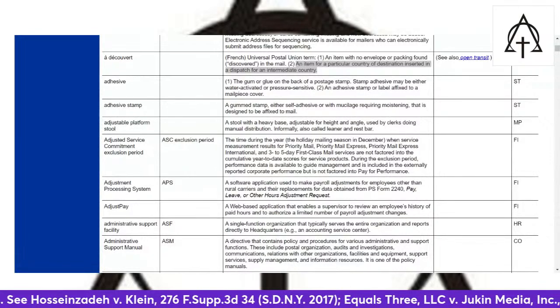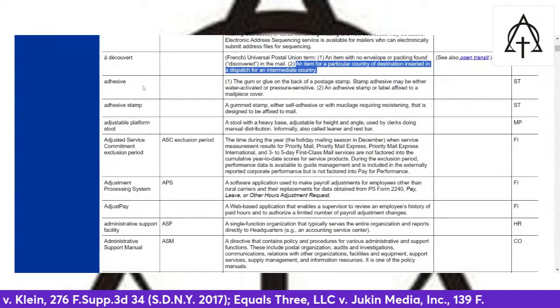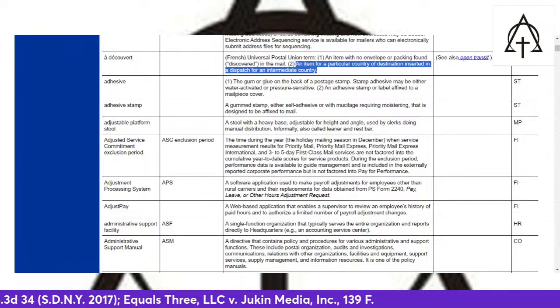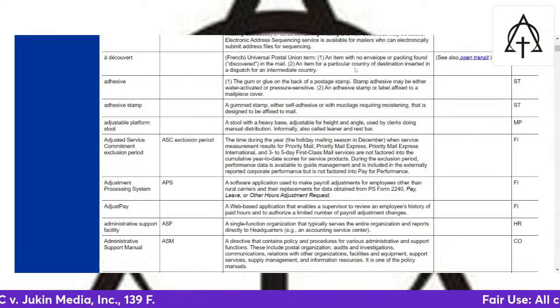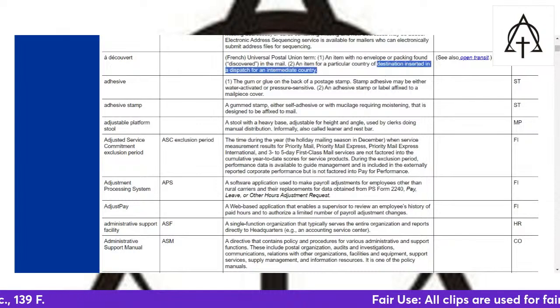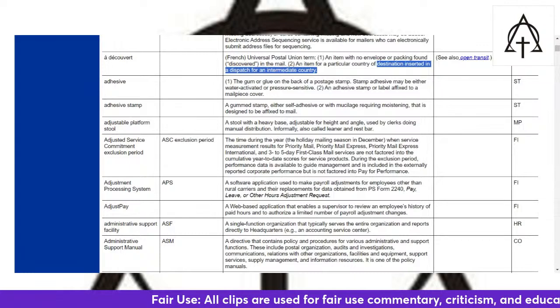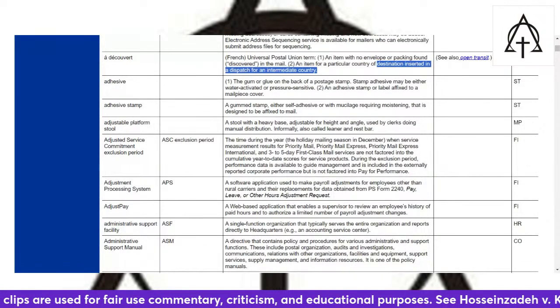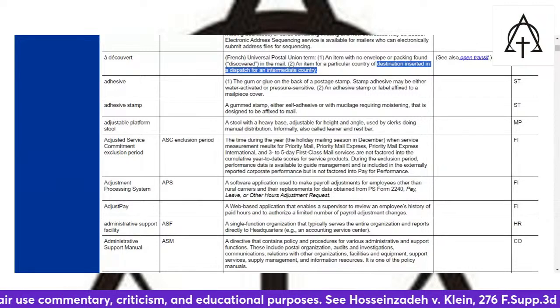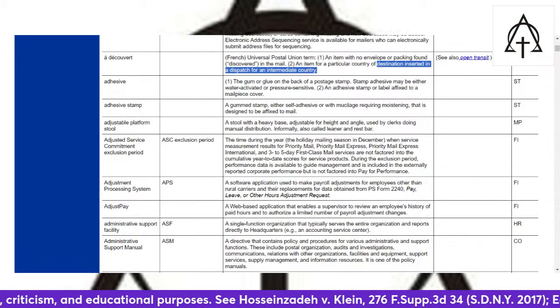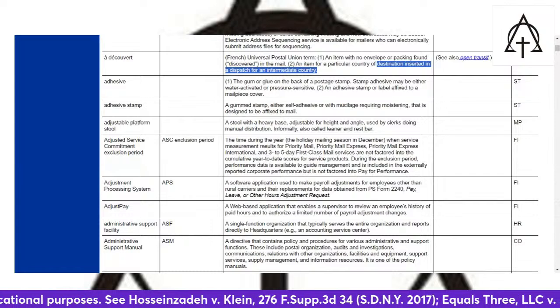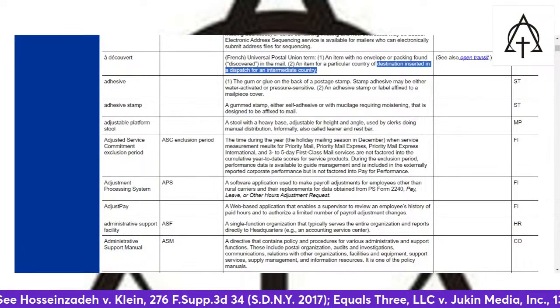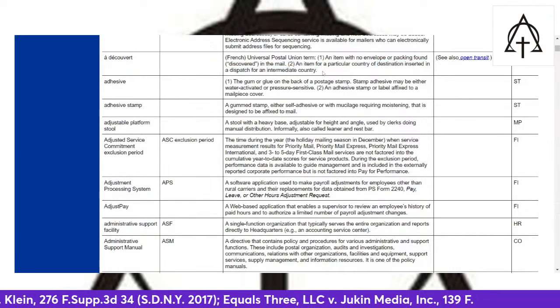So let's go back and look at it. The second part is an item for a particular country of destination inserted in a dispatch for an intermediate country. So what you would do is, in my case like that, I could put that trifold and seal it and everything, and then put it inside of another envelope, and that would be this part here, an item for a particular country of destination inserted in a dispatch for an intermediate country.